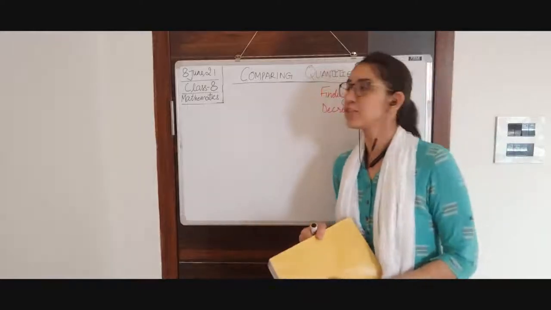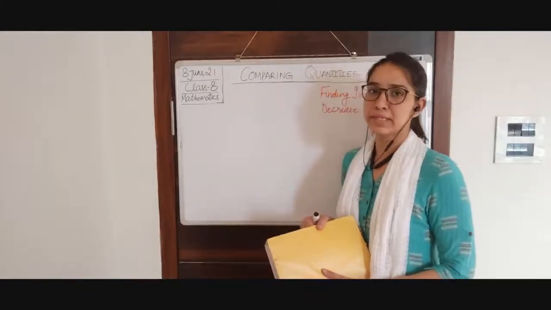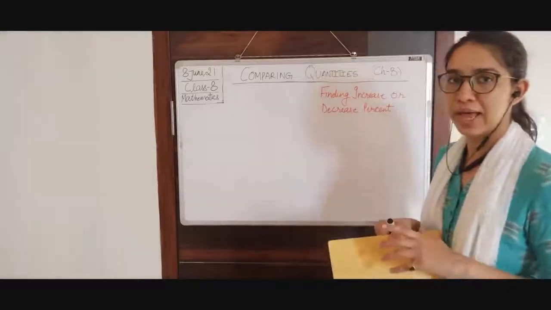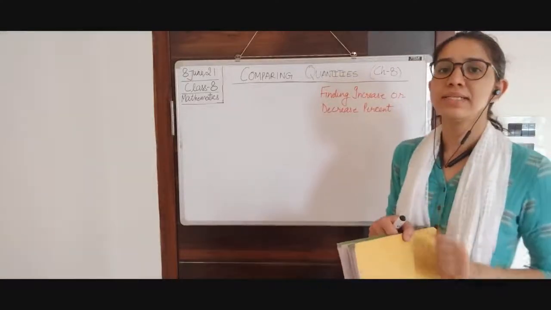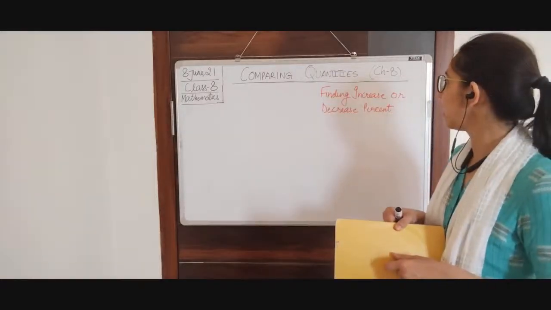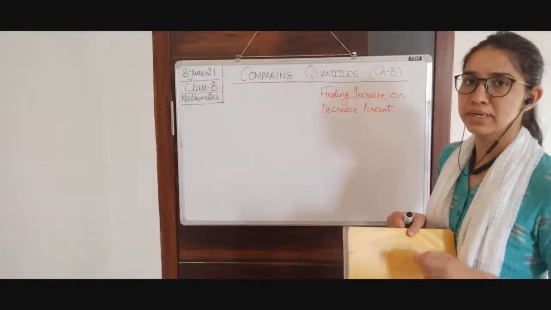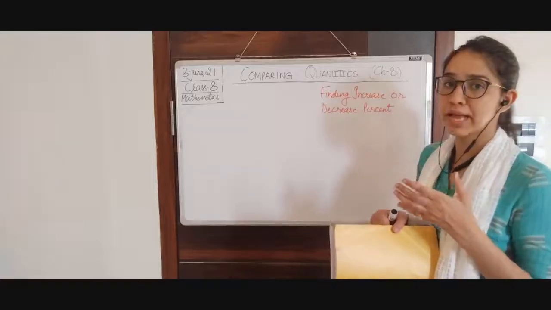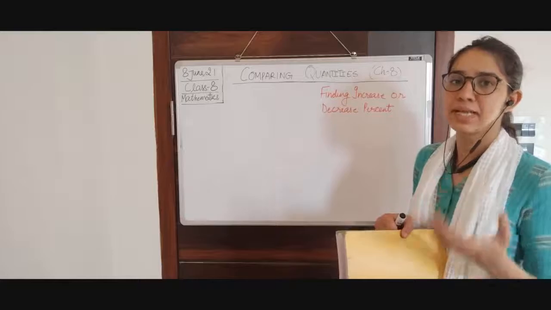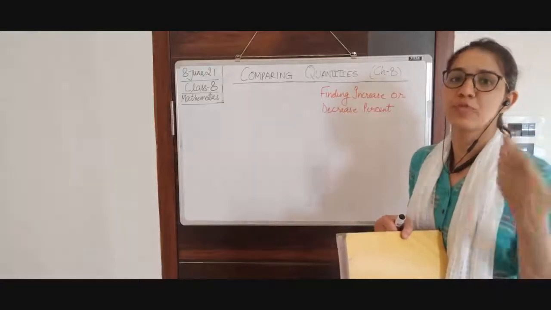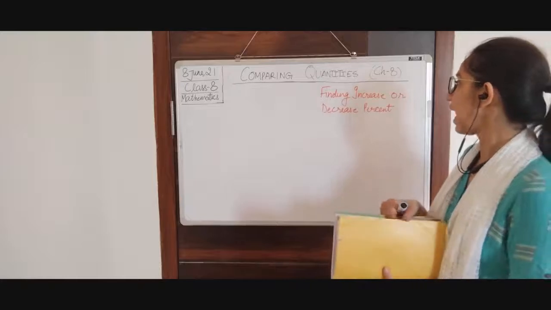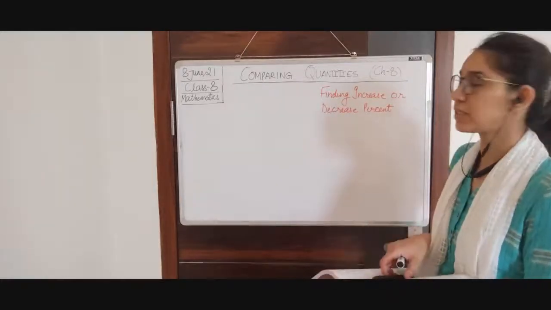In our last class, we were doing chapter number 8, that is comparing quantities, and in that we covered ratios and percentages. In this class, we will be proceeding further and we will be studying about increase decrease percent. After that we will study about discount, cost price, selling price, loss percent, profit percent and so on. Okay, we will start with finding increase and decrease percent.